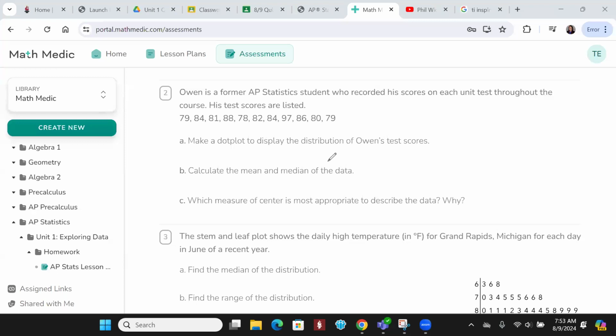83.45. The median, what did you get? 82. Good. Which measure of center is most appropriate to describe the data and why?